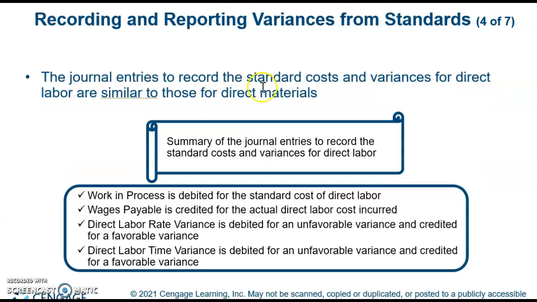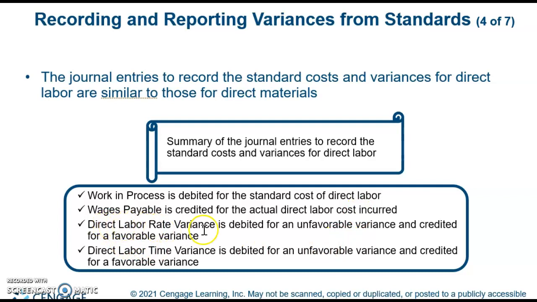The journal entries to record the standard costs and the variances for direct labor are similar to those for direct material. So here is a summary of the journal entries to record the standard costs and variances for direct labor. Work in process is going to be debited for the standard cost of direct labor. Wages payable is credited for the actual direct labor costs incurred, what we're actually going to pay them.